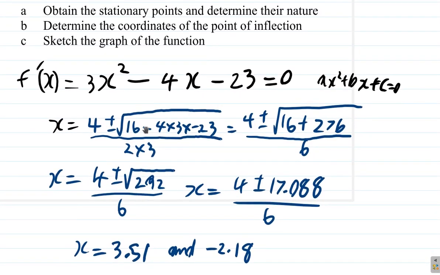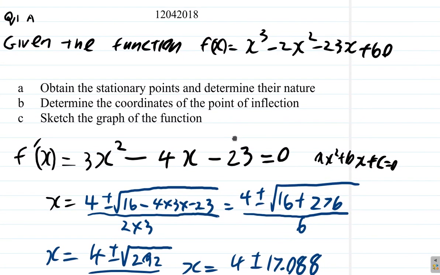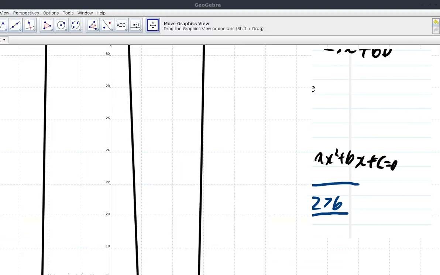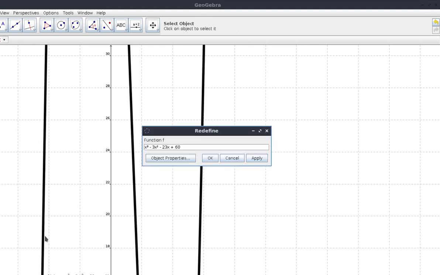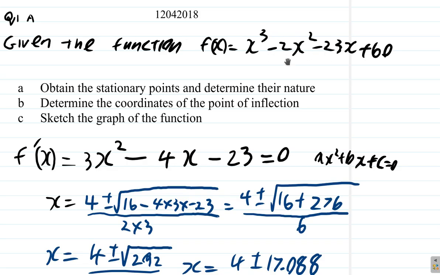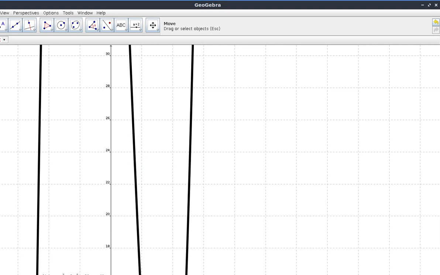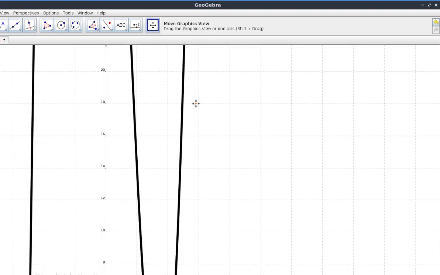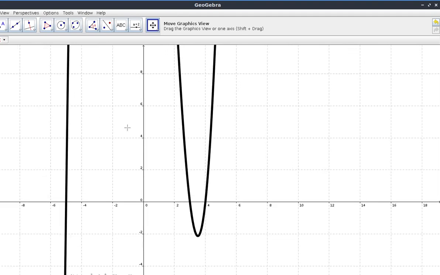Now x cubed minus 2x squared minus 23x plus 60. X cubed minus 2x, this should have been 2x squared, minus 23x, is it 23x? X cubed minus 2x squared minus 23x plus 60. Alright, okay. And we look back at the graph. Right, it looks more like it now. I had 2 instead of 3 for it.